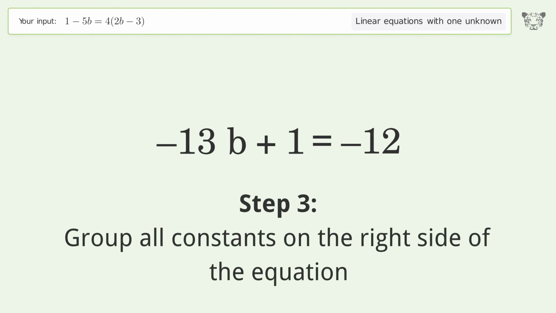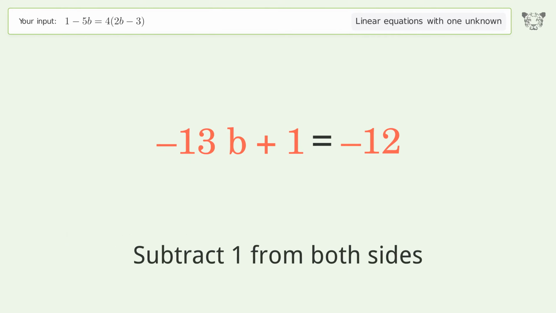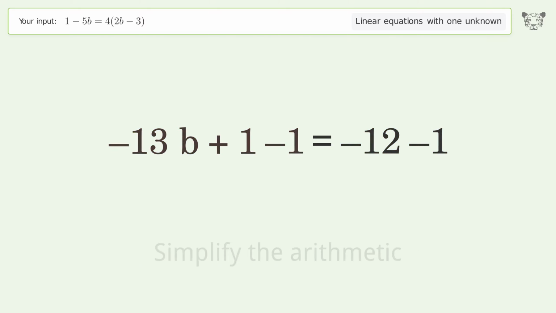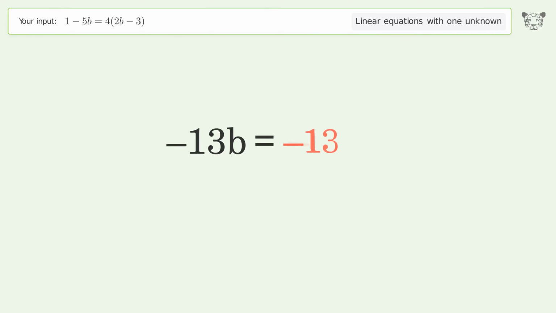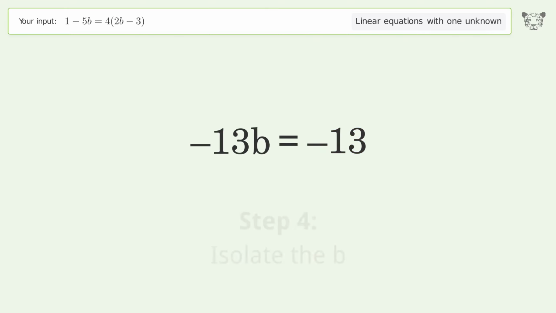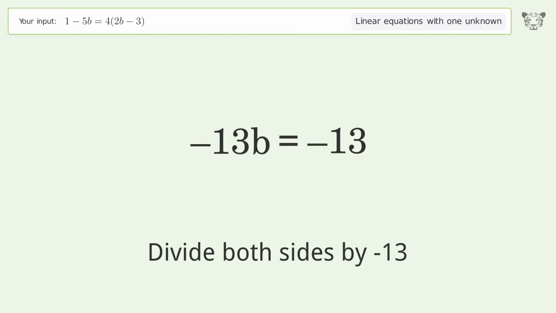Group all constants on the right side of the equation. Subtract 1 from both sides. Simplify the arithmetic. Isolate the b. Divide both sides by -13.